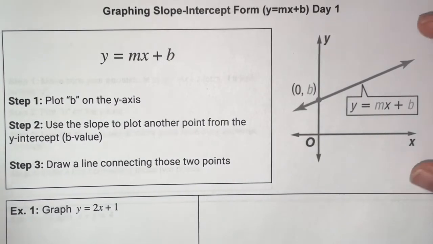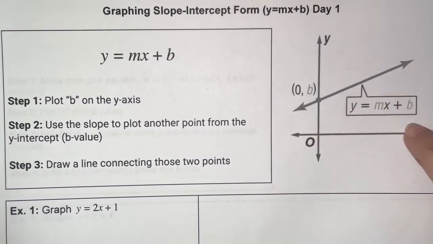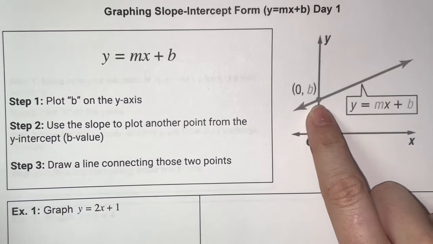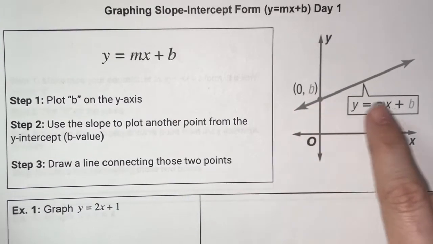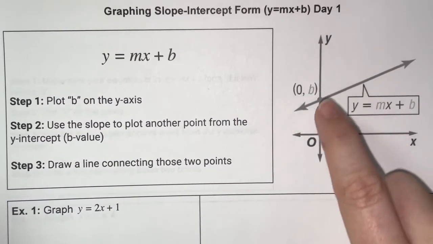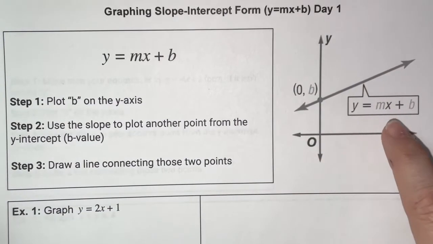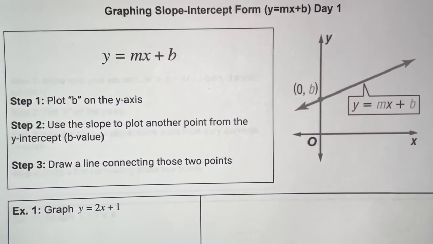So notice on the graph, the line given says y = mx + b. So this is for any generic linear line. And you'll notice that the y-intercept is the point (0, b). So whatever b is, that's the point where the line crosses the y-axis. And then m is going to be our slope. That's how we're going to find our next point.